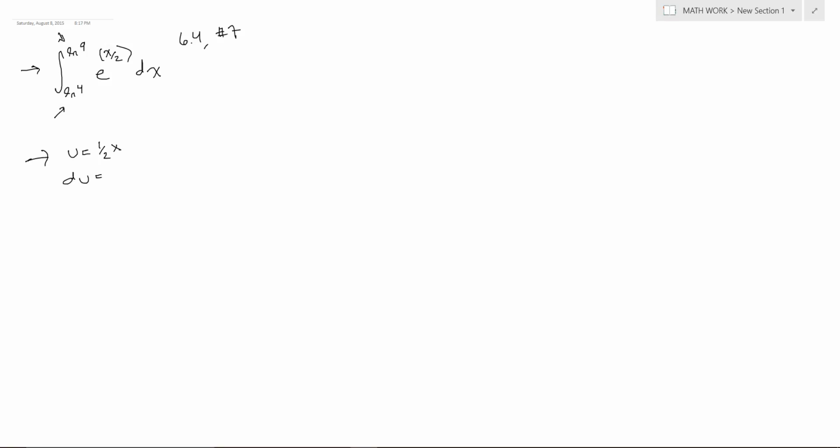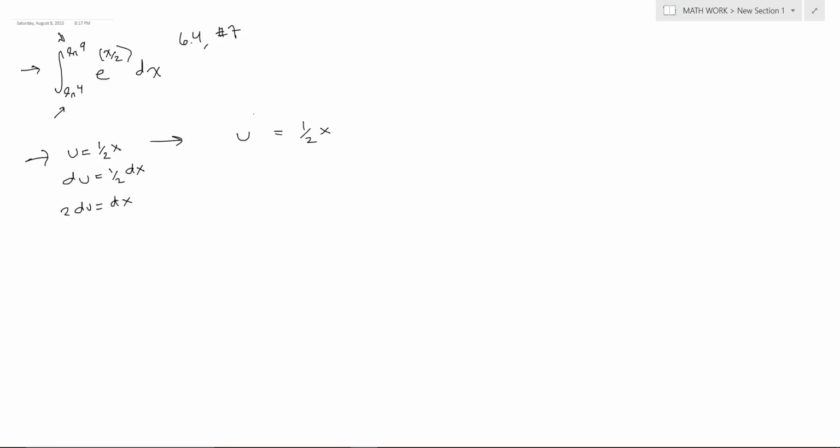So let's finish this off. So du equals, what is it, 1/2 dx, right? And then we can just solve for dx. So just carry the 2 over to the other side. So 2 du equals dx, right? So now let's replace everything, or substitute. Oh no, one more thing. Let's take the limits of integration, right? Okay, let me write this.